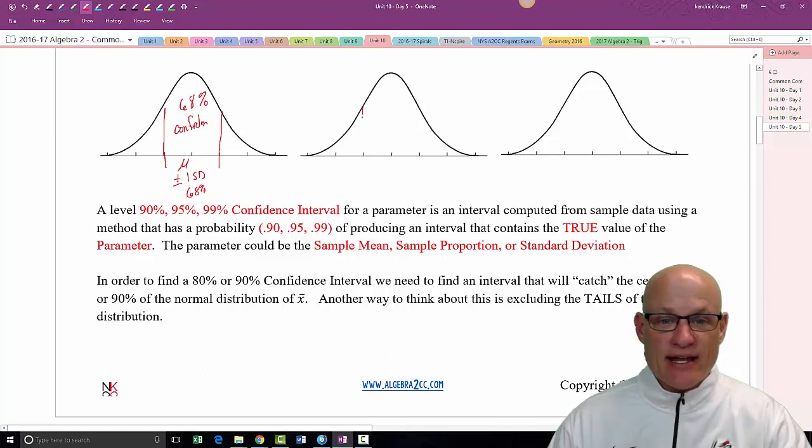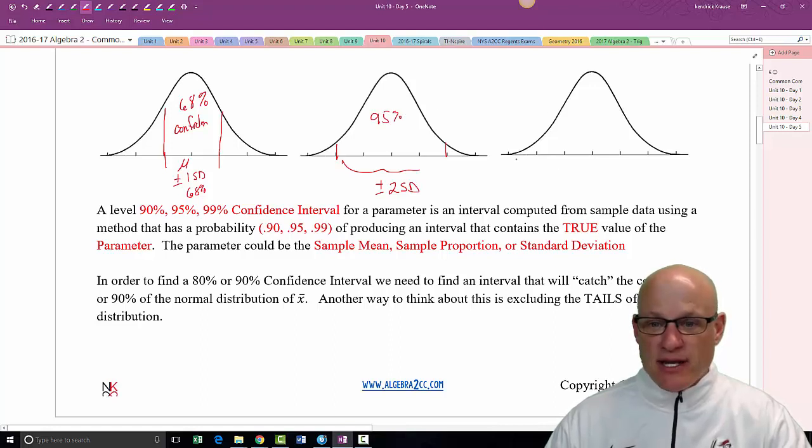Now, if I cast that net out 2 standard deviations, and I go from there out, I would now be casting it plus or minus 2 standard deviations, and I would be 95% confident. And if I cast it all the way out to here, plus or minus 3 standard deviations, I'd be 99.7% confident. Now remember, our mu is unknown.